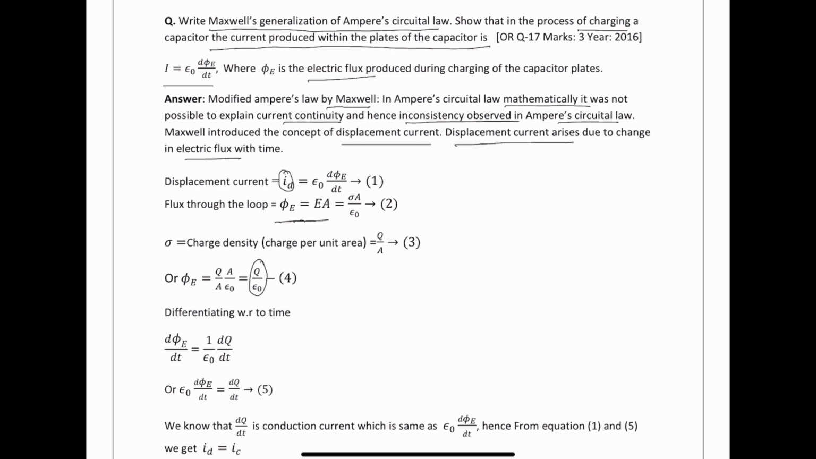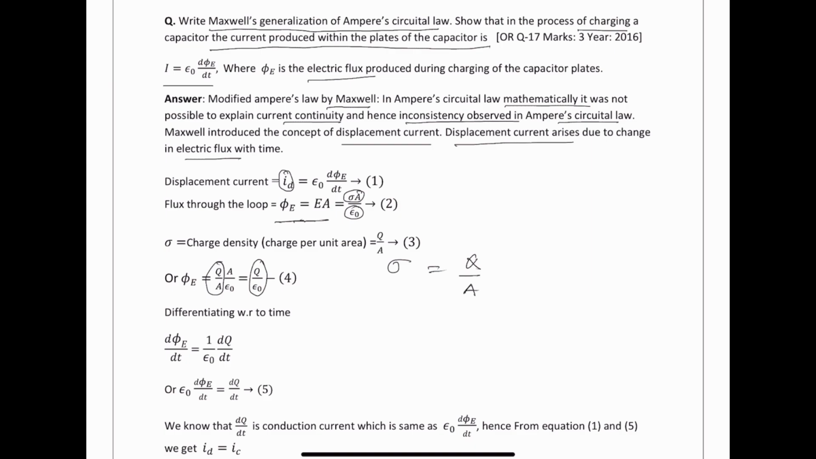This is from the definition of Gauss's theorem. Charge enclosed by epsilon 0 is the flux. And sigma is what? Total charge density, charge per unit area, Q by A. So if you put the value of sigma as Q by A, this is equal to how much? Sigma A is the total charge by epsilon 0. This is the definition of flux. So sigma is replaced by Q by A, and A is already there. So now what is this? d phi E by dt is equal to 1 by epsilon 0 from this equation.